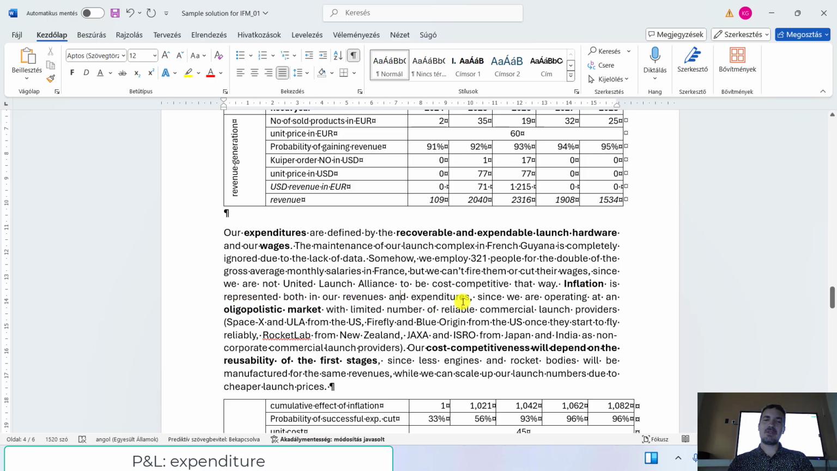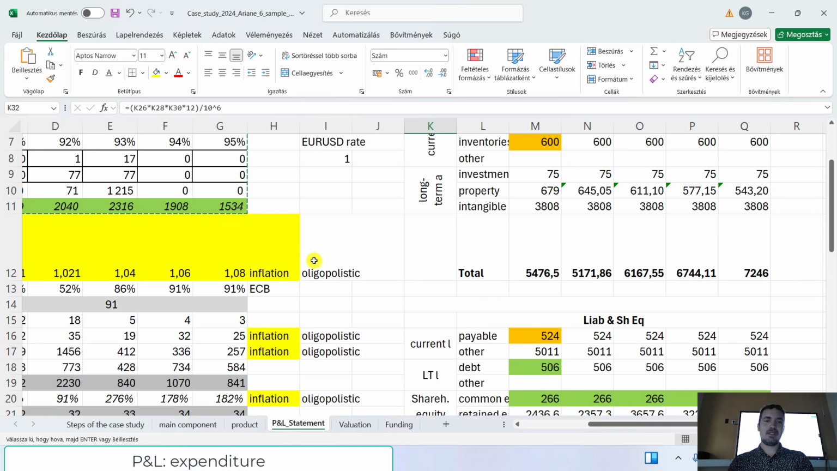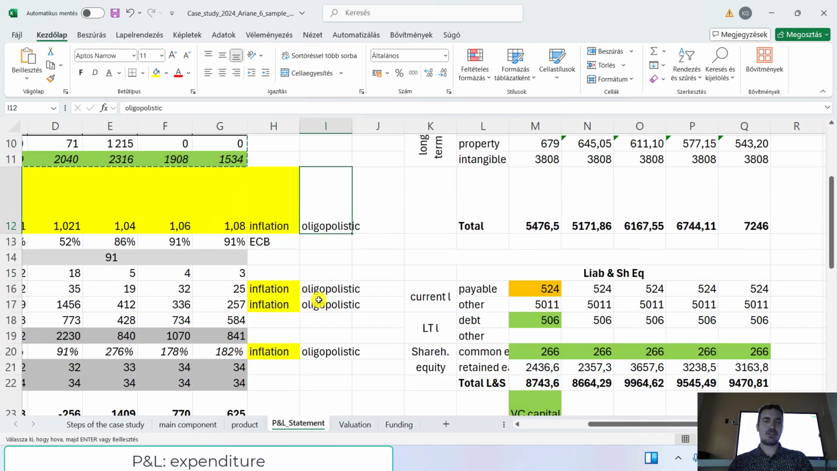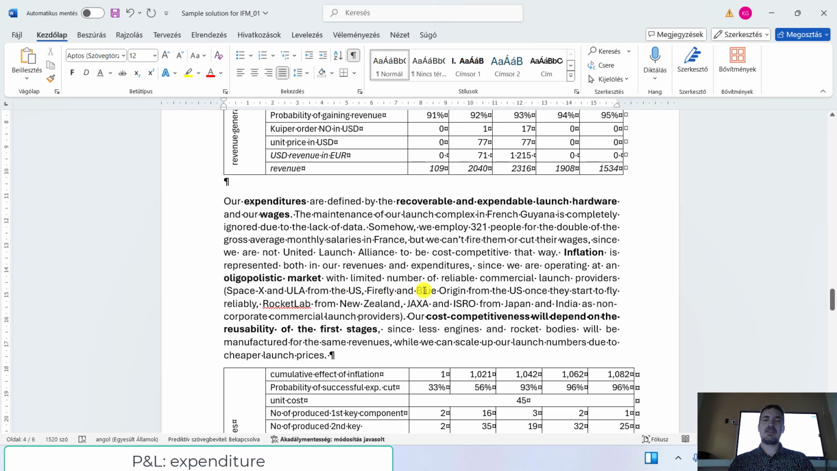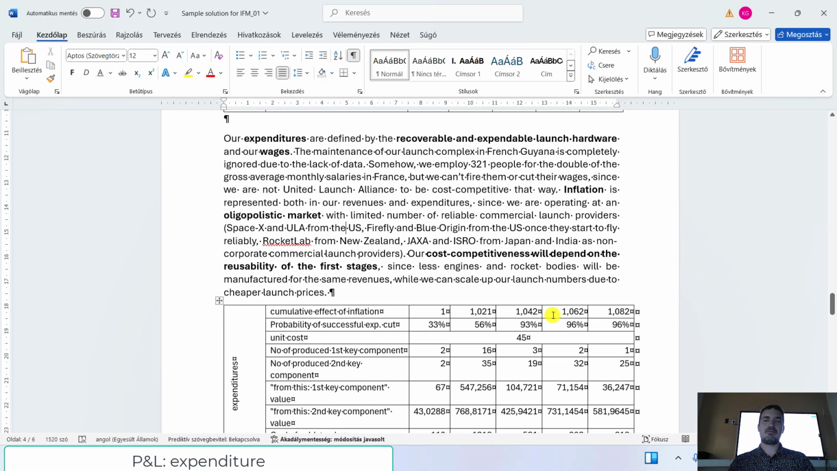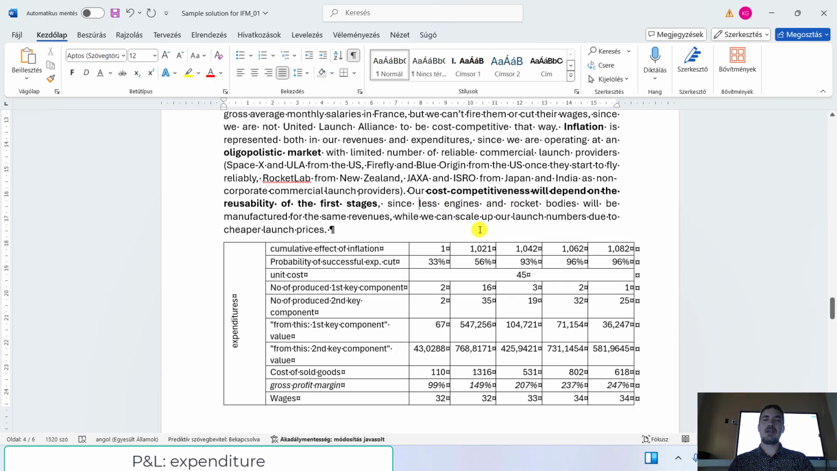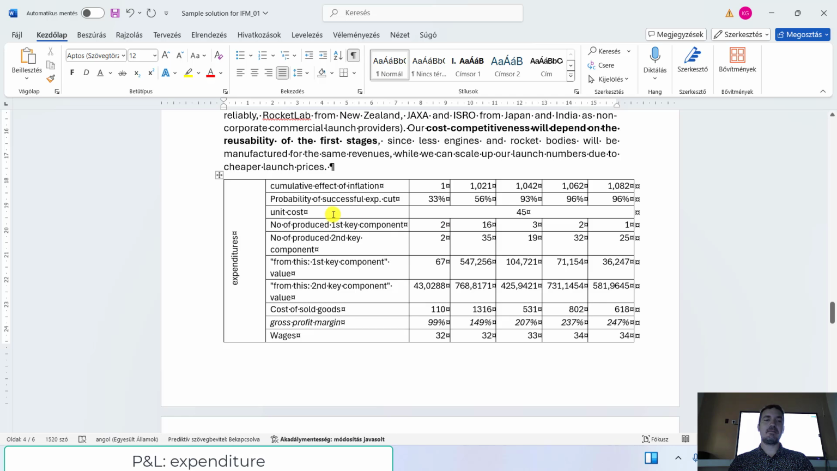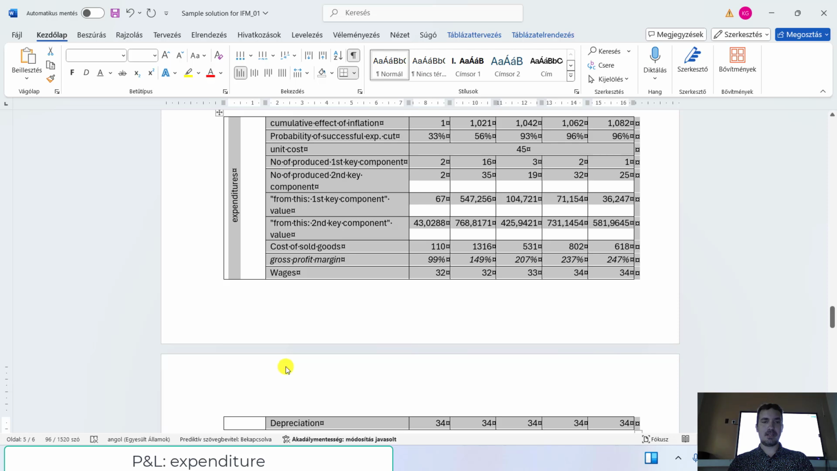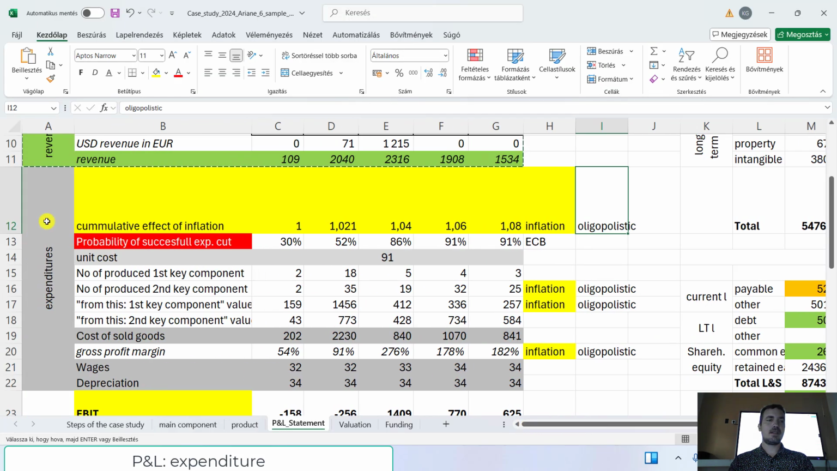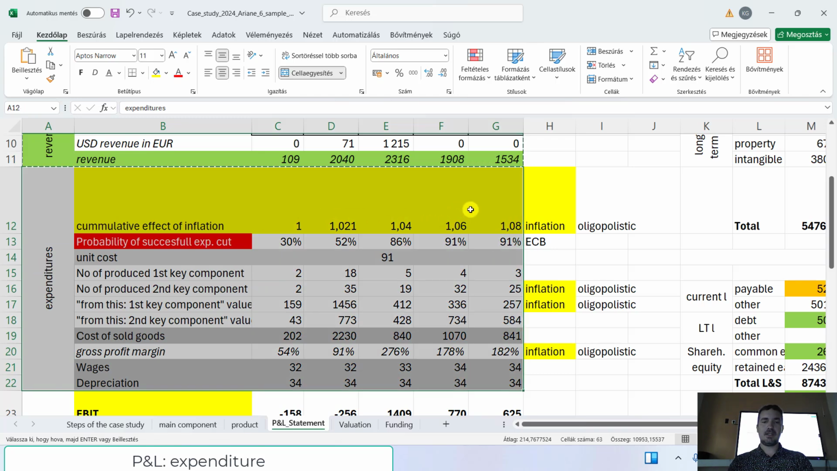Inflation is represented both in our revenues and expenditures since we are operating in an oligopolistic market. We set everything to oligopolistic, so inflation just rolls through the company. Since still there is a limited number of companies everywhere, cost competitiveness will depend on reusability of the first stages. Yeah, since we have to manufacture a lower amount of steel. Okay, so expenditures, we have to add everything. Ding, ding, ding.